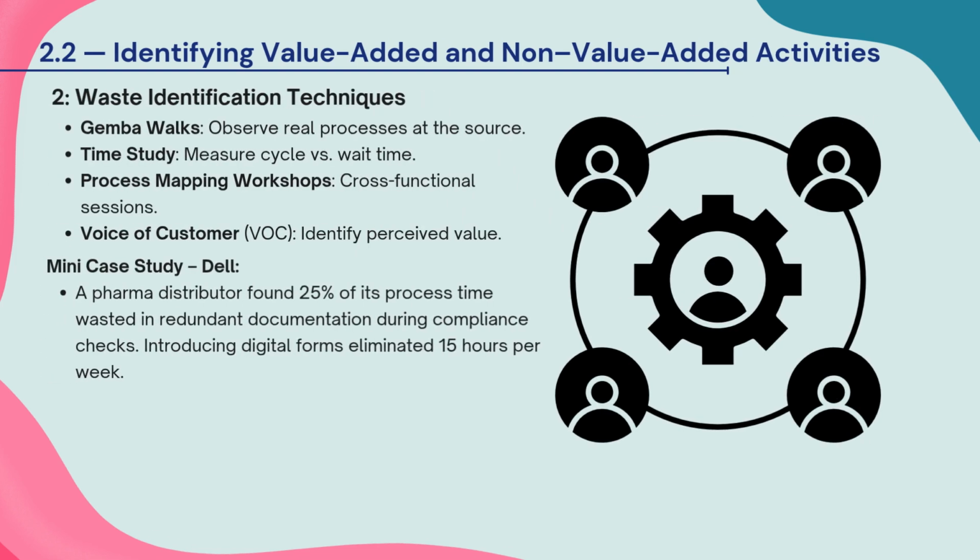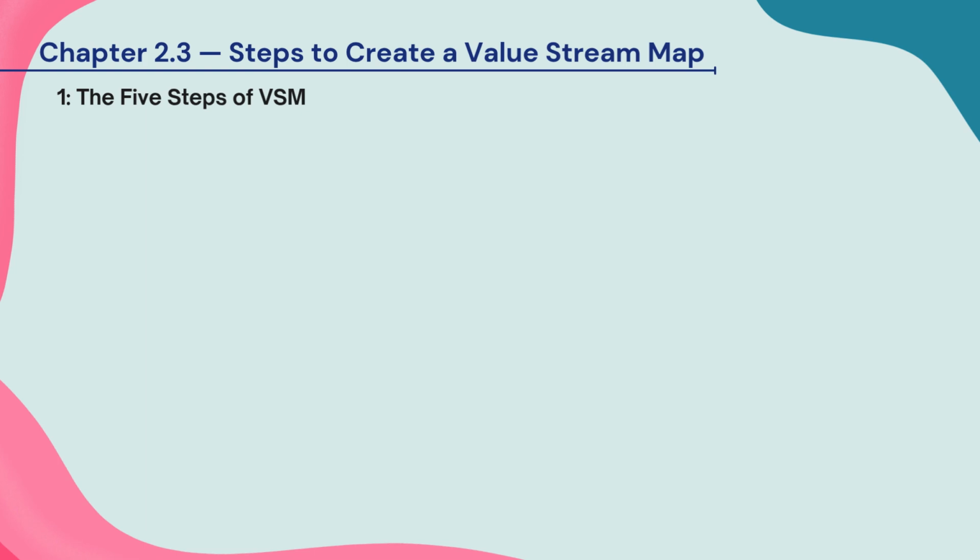This slide explains techniques used to identify waste in supply chain processes. Gemba walks involve observing actual processes at the workplace. Time studies help measure cycle time and waiting time to detect inefficiencies. Process mapping workshops bring teams together to analyze workflows. Voice of the customer helps understand what customers truly value. For example, a pharma distributor identified waste in redundant documentation and, by introducing digital forms, saved 15 hours per week, improving efficiency.